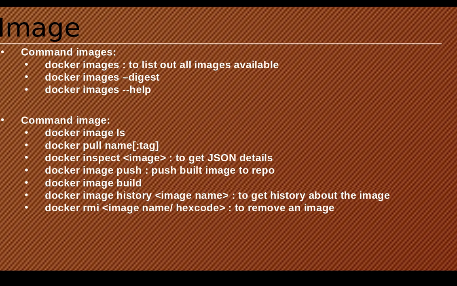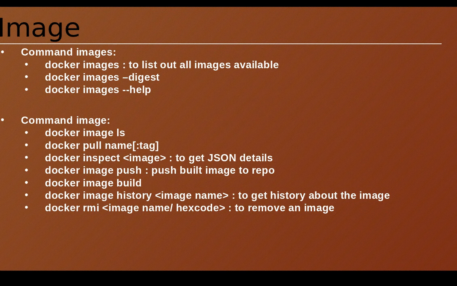Docker inspect is again inspecting about an image. Docker image push. If you want to push an image to your repository, you can use the Docker image push. Docker image build is kind of when you want to build a Docker image out of your Docker file, then you can run a Docker image build. It will take a Docker file from your local environment or from that current working directory and build an image.